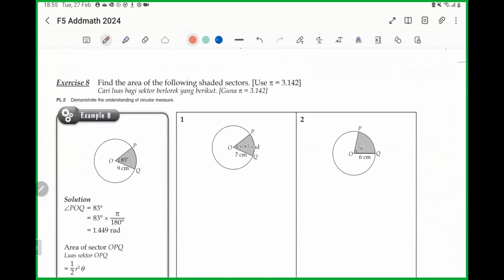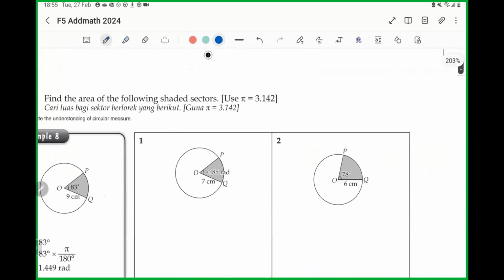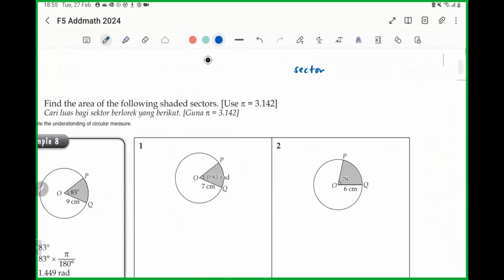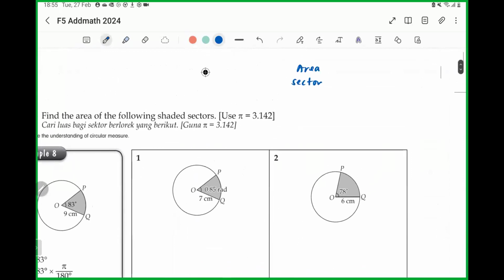Two formula only. One is sector. Formula for sector, area of sector. Sector is a piece of cake. Normally when we cut cake, it will be like this shape, right? So area of sector, A equals to 1 over 2 R squared theta.